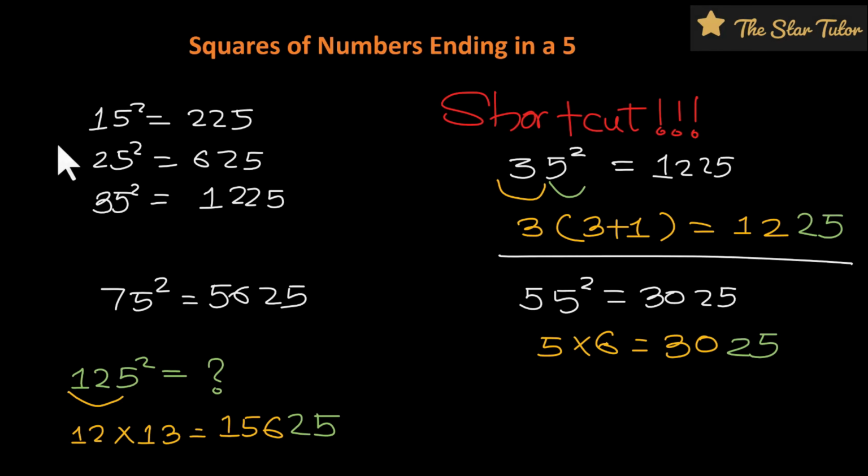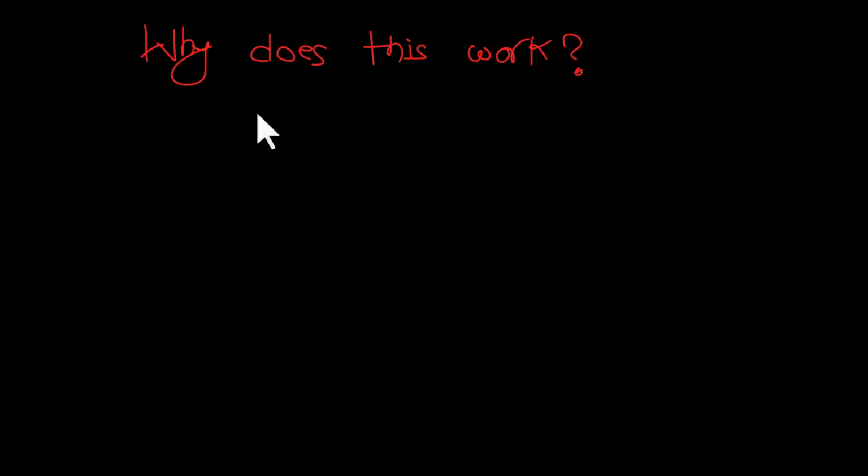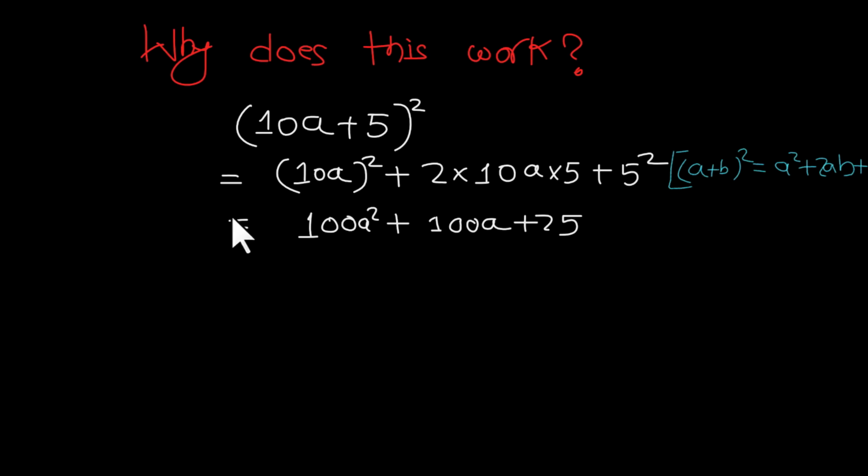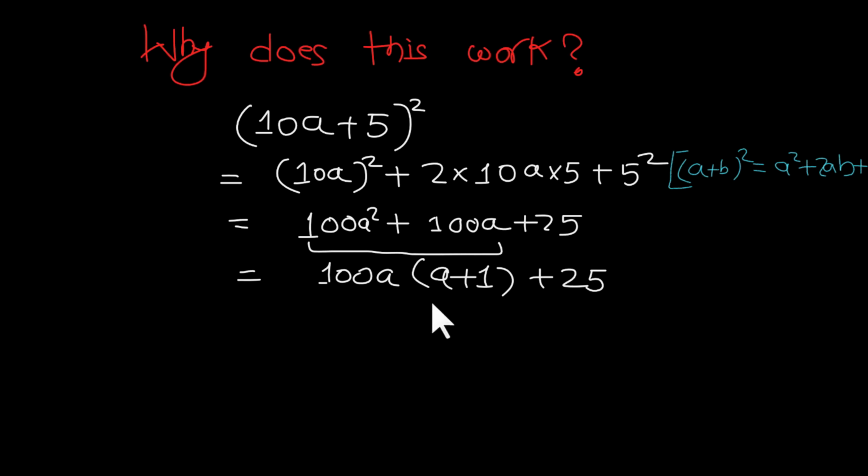Now, those of you who are curious why this always works, I can explain using algebra. But first, let me give you a hint. A 2-digit number can be written in the form 10a plus b, where a is the 10th digit or the digit before the 5. And when you square this number and expand this binomial, after a few steps you get this. Then at this step you can factor these two terms to get this.